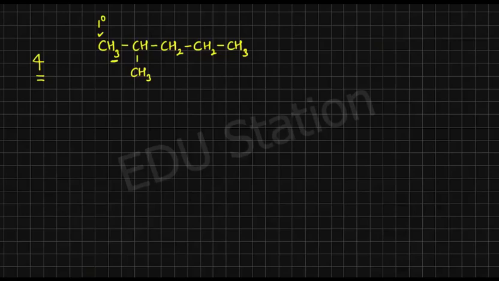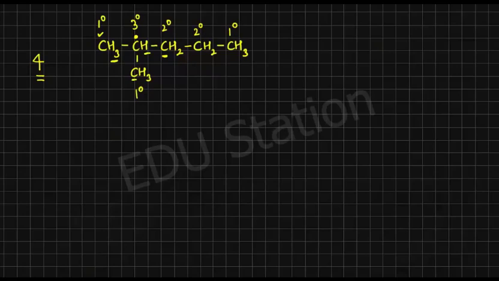Let us come to the next one. Let us say this carbon. Carbon will form 4 bonds, it has 1 hydrogen. So, it is attached to 3 different carbons. So, this is tertiary. This one again primary. This is attached to 2 different carbons directly. So, this is secondary, this is secondary and this is primary.